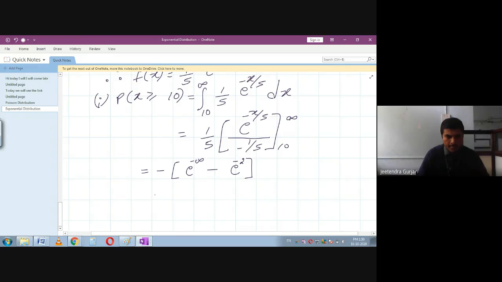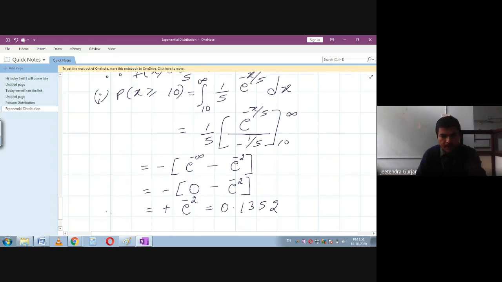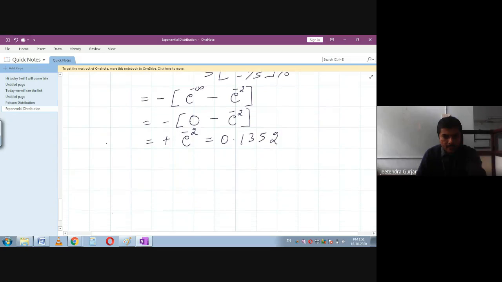Therefore, this is 2. And when you simplify this, you remember the formula, e raised to minus infinity will be 0, minus e raised to minus 2 remains, student. So minus into minus will remain plus, and the answer we get here is e raised to minus 2. If you calculate in your calculator, it is going to give you 0.1352, students. Is it clear, students, how to simplify the exponential distribution?